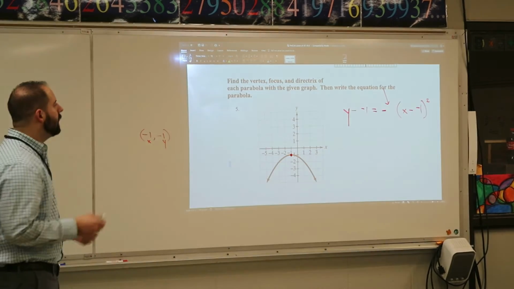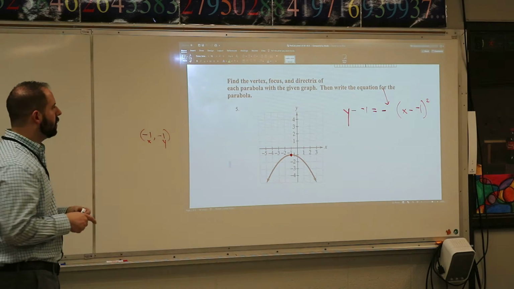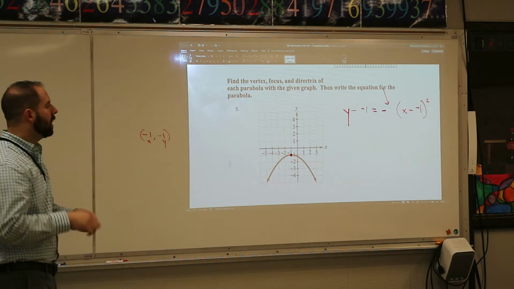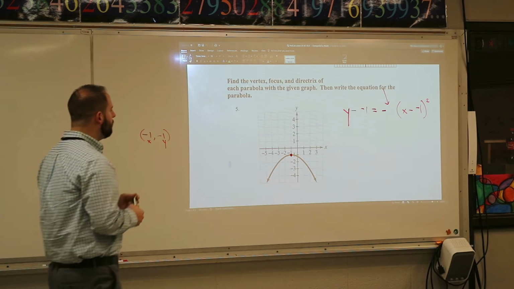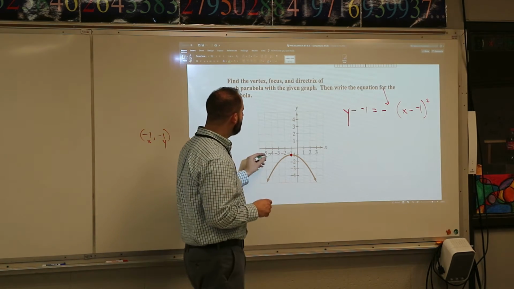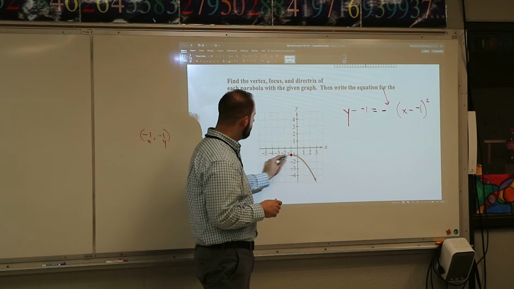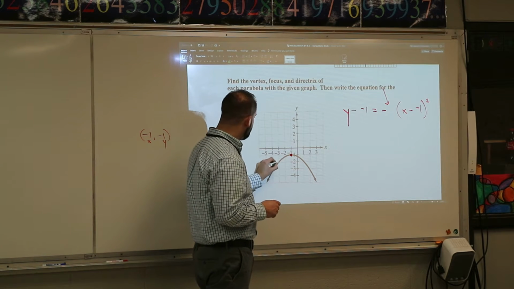So how do you find it? I know this seems weird, but you have to use one of the coordinates from your graph, but not the vertex. So can somebody give me a coordinate that we are most definitely hitting on this curve? -3, -2, that'll work. I like that.